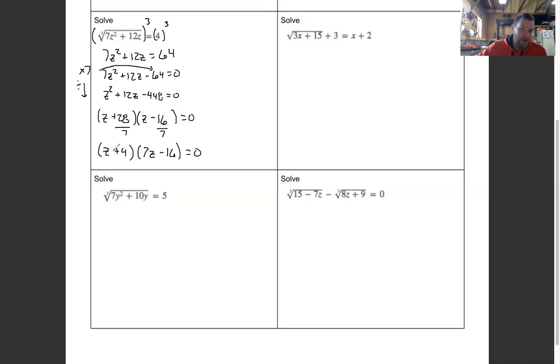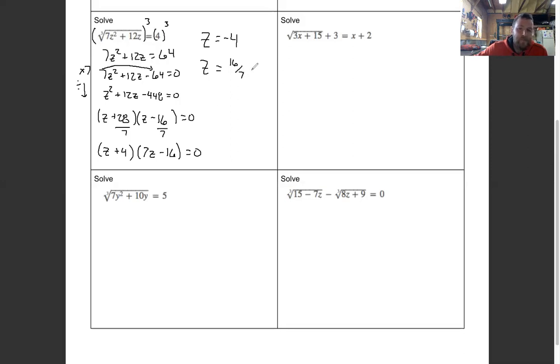So I get two answers. First one, z plus 4 is equal to 0, and that'd be z is equal to negative 4. And the second one, add 16, divide by 7, z is equal to 16 sevenths.